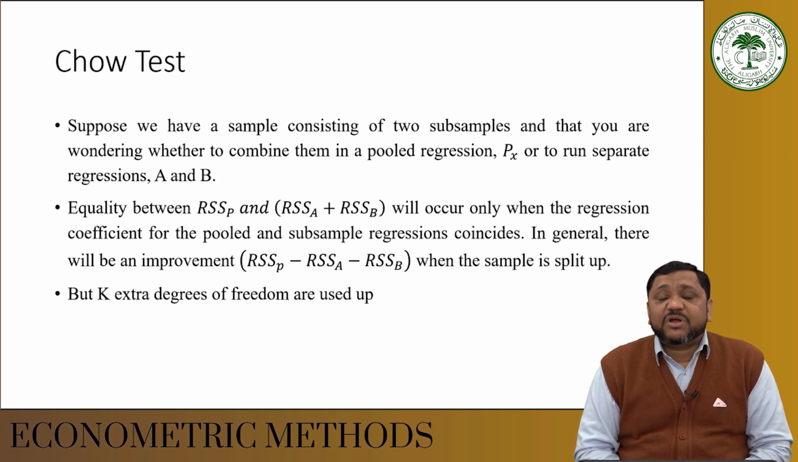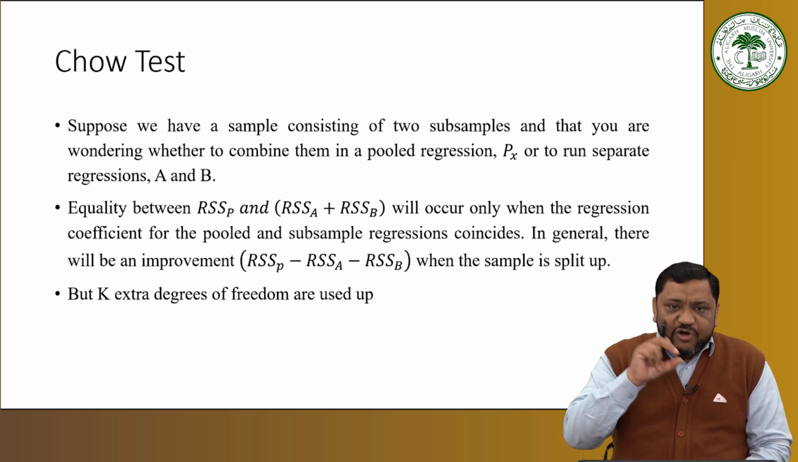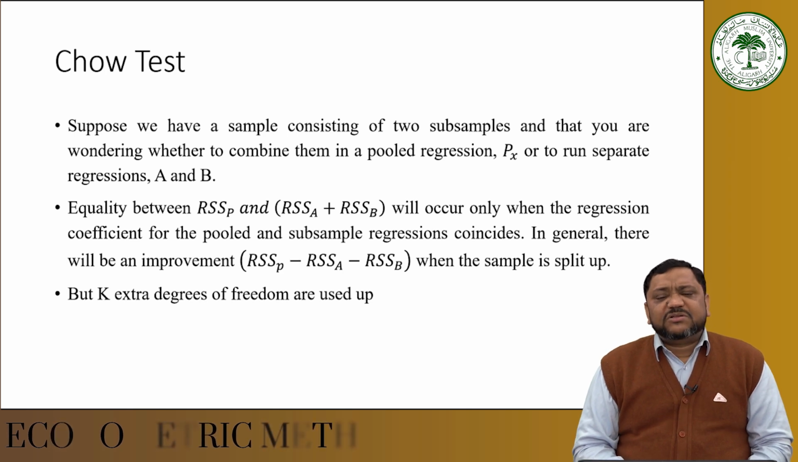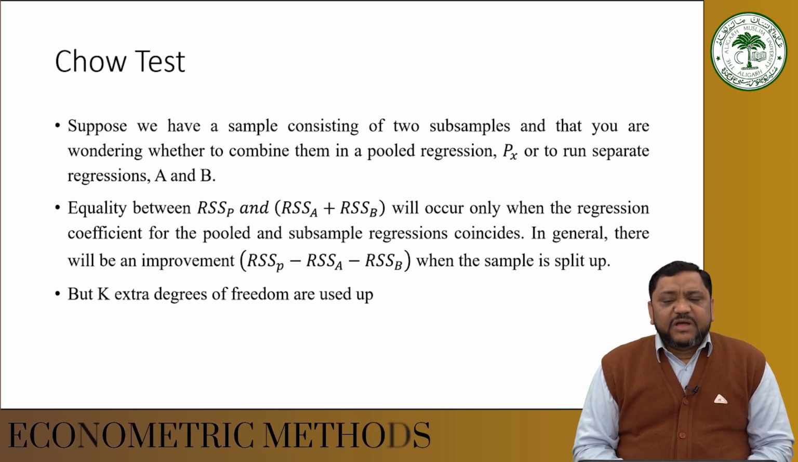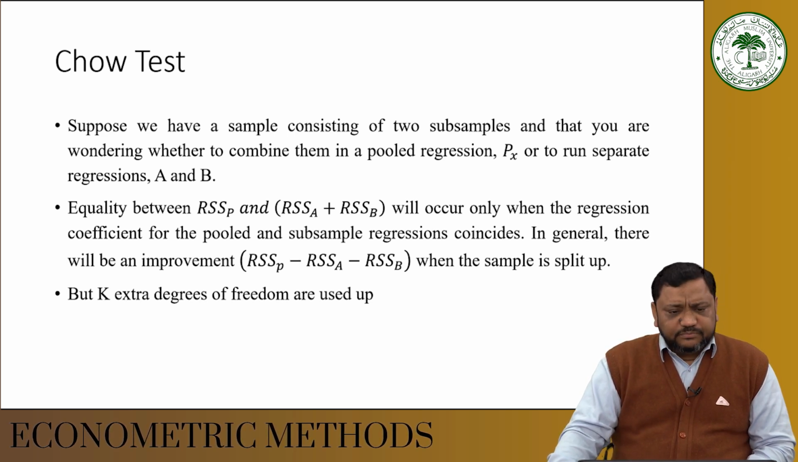But there is a price to it. You are splitting the sample, and the price you have to pay is in terms of degrees of freedom, because k degrees of freedom are used up: instead of k parameters for the pooled regression, we now have to estimate k for each subsample, making 2k in all. So after breaking up the sample, we are left with RSS_A plus RSS_B, the unexplained sum of squares of the residuals, and n minus 2k degrees of freedom remaining. So there will be an issue with the degrees of freedom.